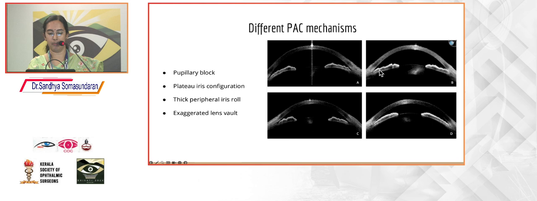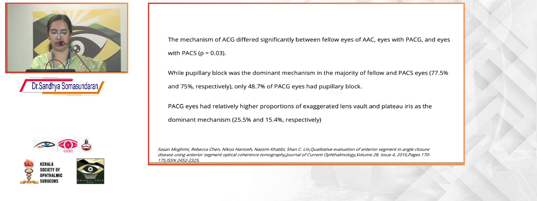Next is the plateau iris configuration. How will you identify? Actually, it is better diagnosed with UBM as discussed by Dr. Jaini. But here you can see that the iris is slightly anterior. And here, as we said earlier, this is the thicker peripheral iris. And here you can see the exaggerated lens vault. So these are the different PAC mechanisms according to the ASOCT.